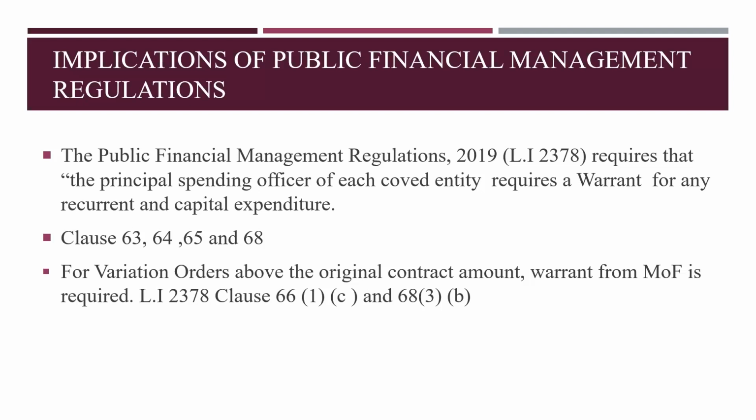3. For the purpose of subsection 1 of section 33 of the Act, the principal spending officer of a covered entity shall, in order to request for a multi-year expenditure commitment, prepare and submit a purchase requisition to the budget officer: A, in case of a procurement using a public contract, before awarding a contract. So here they are trying to let us understand that before we award any project, we should have a warrant from the Ministry of Finance before we can go ahead to do that. So for variation orders above the original contract amount, a warrant from the Ministry of Finance is required. That is LI 2378 clause 66(1)(c).